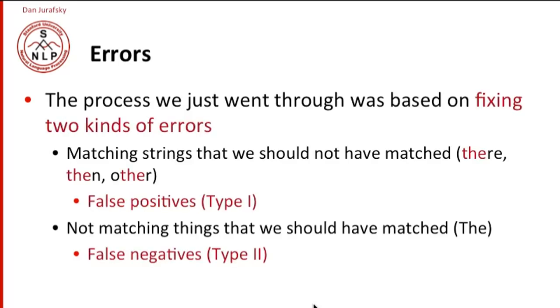that we went through is based on fixing two kinds of errors. One is matching strings we shouldn't have matched. We matched there, we matched other. And so that's solving the problem of false positives, or type 1 errors. We were matching things we shouldn't match. And the other thing we went through is to solve the problem of not matching things we should have matched. So we missed those capital thes. And that's dealing with the problem of false negatives, or type 2 errors.